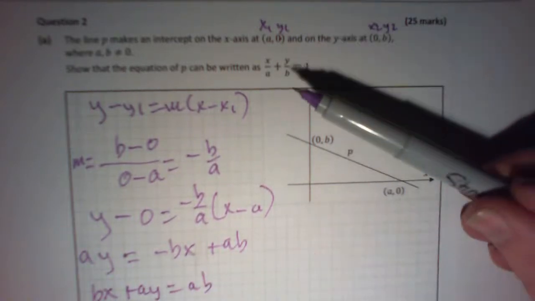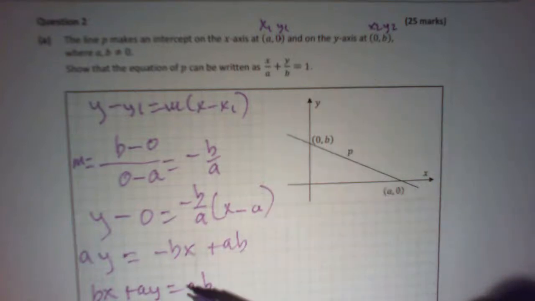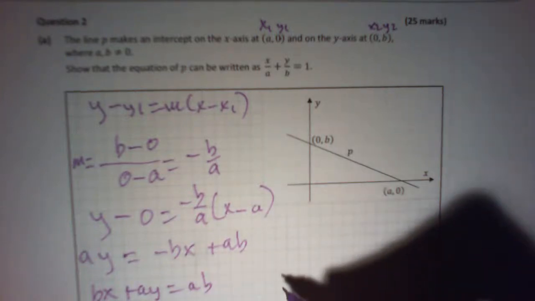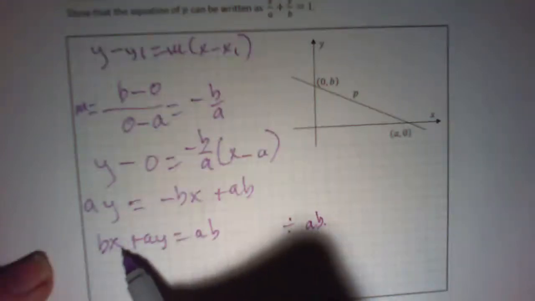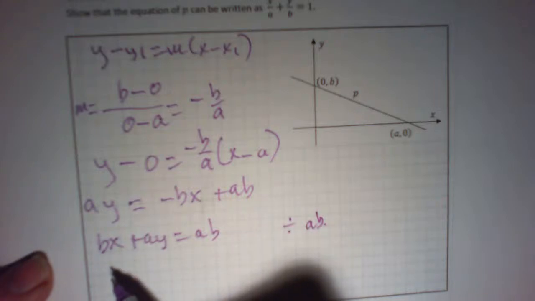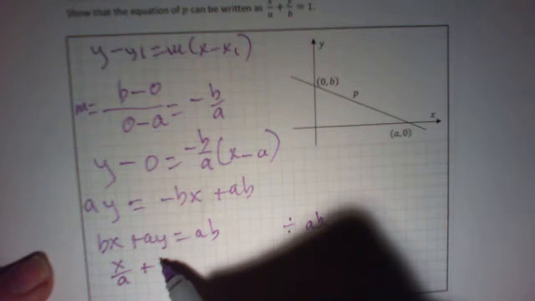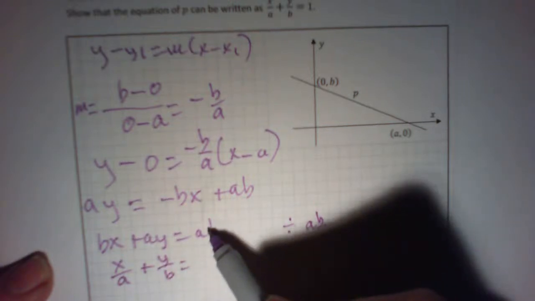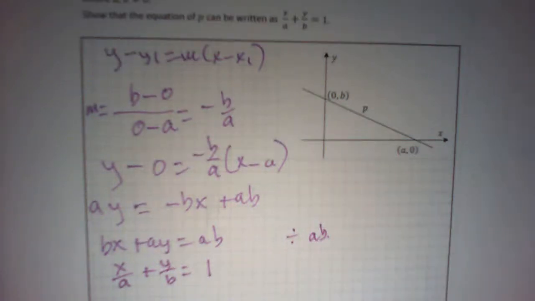Now, how do we get it to this? Well, if I look at this one, that's 1, which means this had to turn into a 1. So if I divide everything by ab, let's see what happens. This divided by ab, the b's cancel, and you'll have x over a plus y over b is equal to ab divided by ab, which is 1. Have we got what we want? We sure do. That one's done.